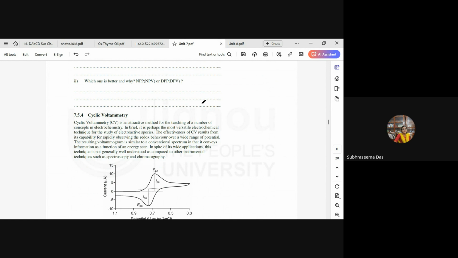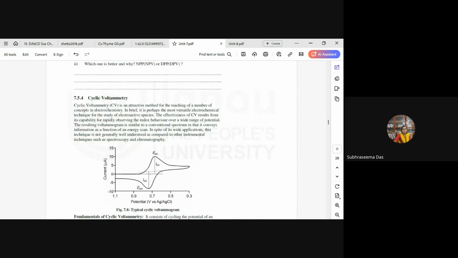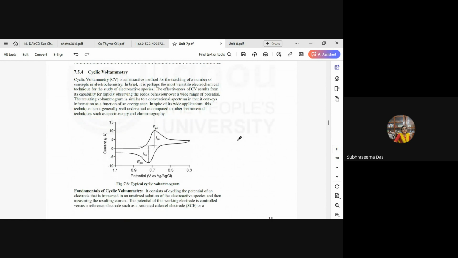Now coming to cyclic voltammetry. Cyclic voltammetry, as the name implies, is very important and has been one of the most widely used methods for studying a number of concepts in electrochemistry, which is one of the most versatile electrochemical techniques. Now, why is CV most effective?